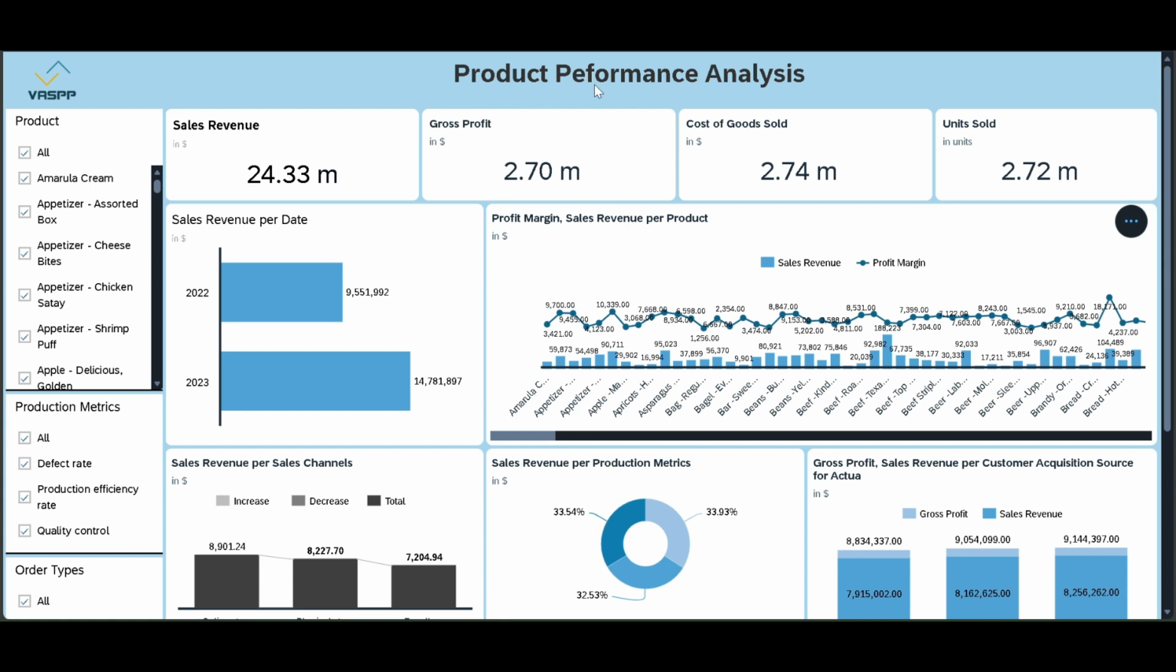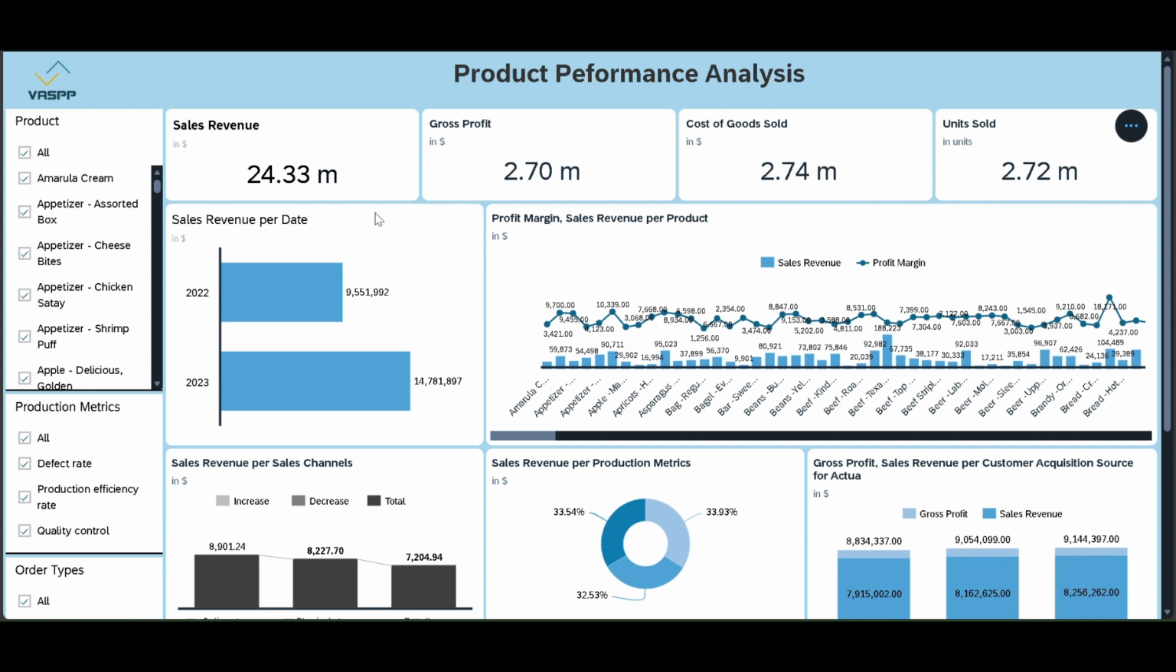Welcome to the Product Performance Analysis Dashboard, a command center built for leaders who want clarity, speed, and precision in every decision. Right at the top, 4 KPIs set the foundation for your business story. Sales revenue, $24.3 million, gross profit, $2.70 million, cost of goods sold, $2.74 million, and units sold, 2.72 million units. These numbers represent your portfolio's scale, margin strength, and operational throughput.